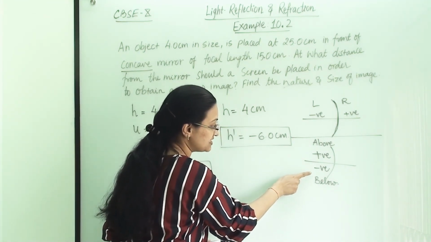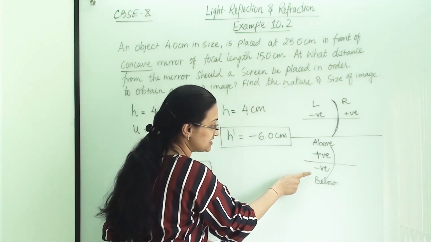So, from this numerical, we got two kinds of answer. One is V, that is the distance of the image, and that is negative. Negative means this is a concave mirror, and when we get the distance of the image in negative, that means the image we are getting is towards the left hand side of the mirror. That means we will get the image towards the front side of the mirror. We have also found out here the height of the image. Height of the image we got from the magnification formula and that we got as minus 6 centimeter.